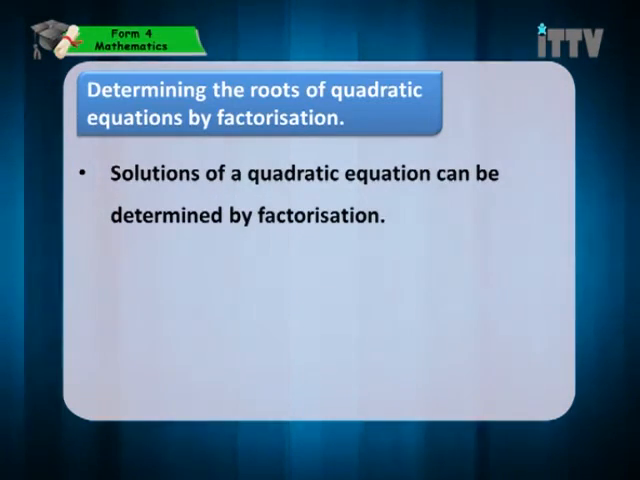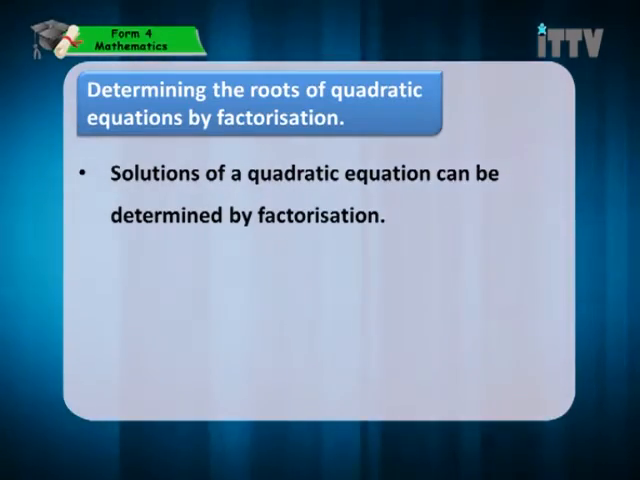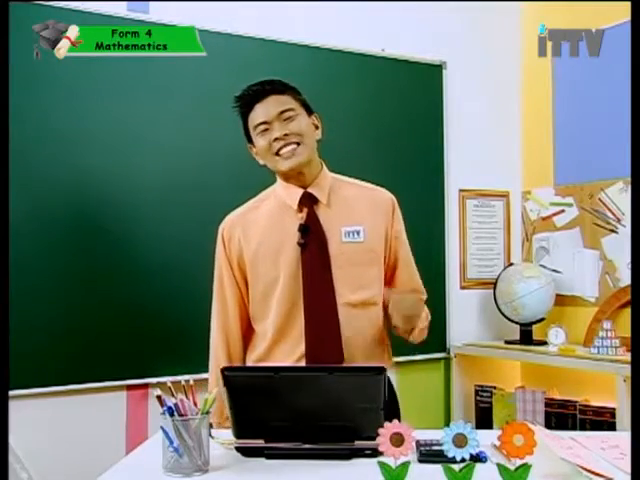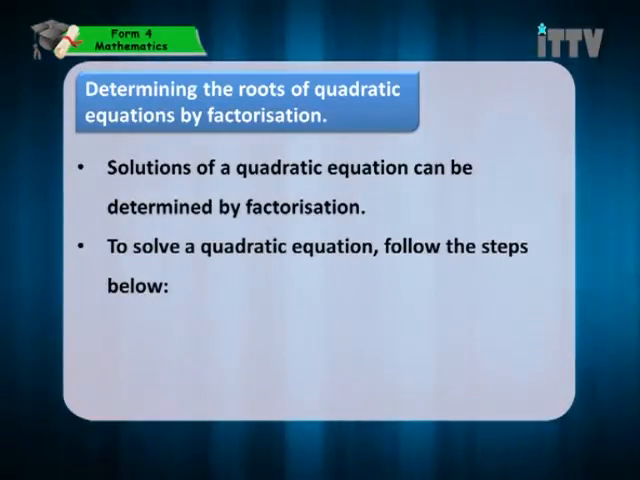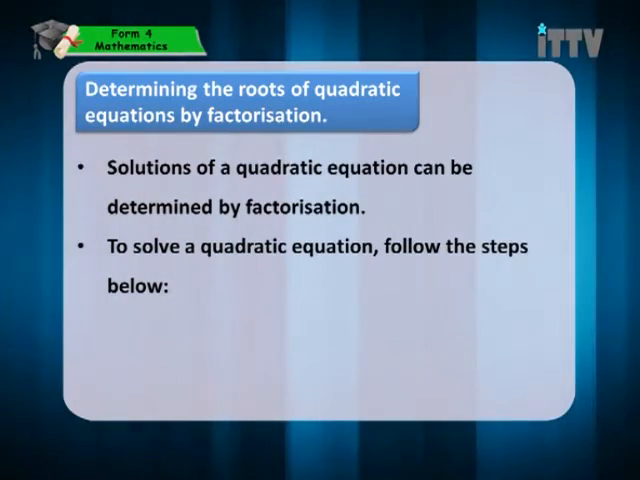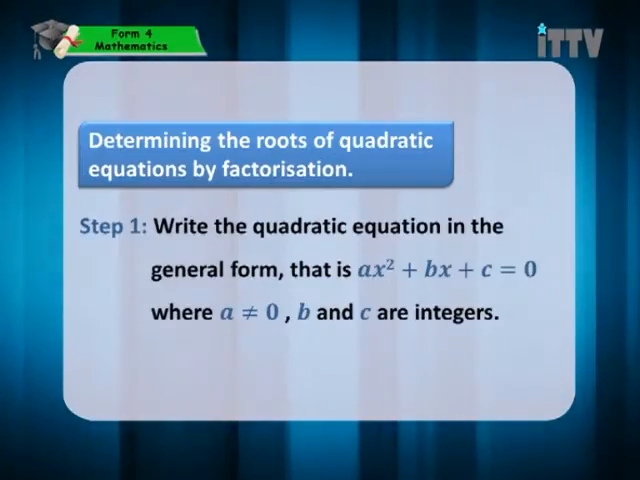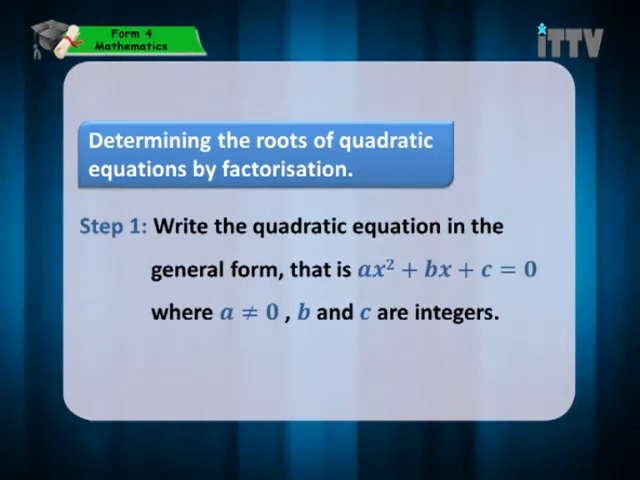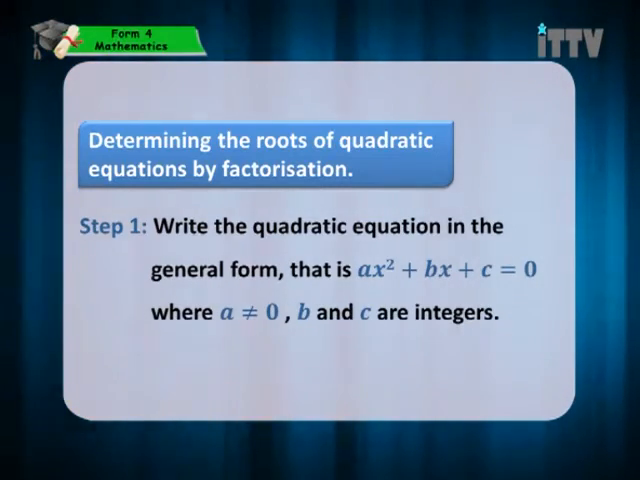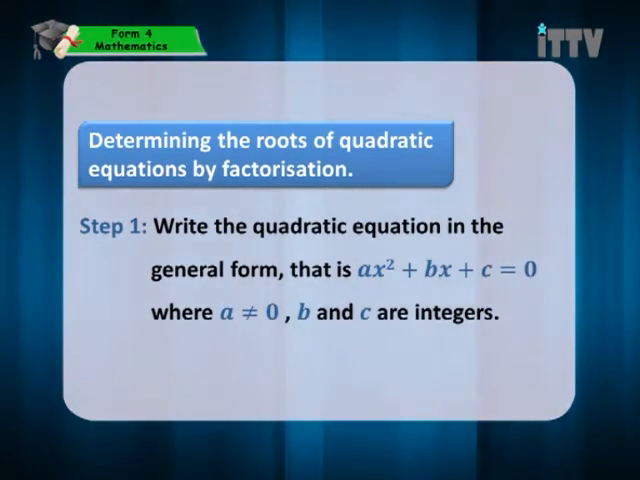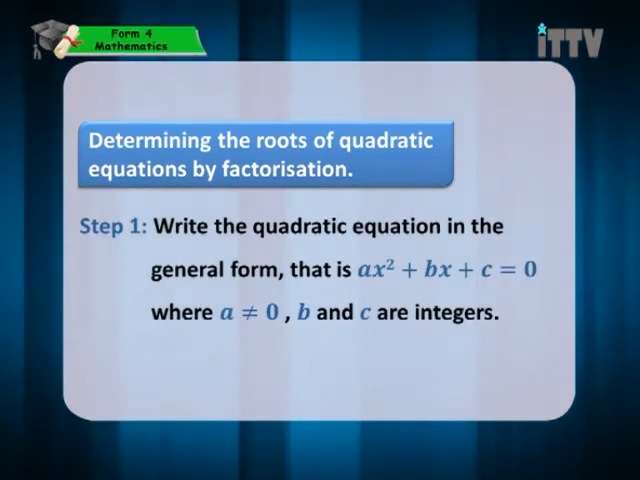First point, solutions of a quadratic equation can be determined by factorization. It means that factorization is the second method to find the root or the value of x for a quadratic equation. And how do you do that? To solve a quadratic equation, follow the steps below. In step 1, write the quadratic equation in the general form, that is, ax squared plus bx plus c equals 0, where a is not 0 and b and c are integers.